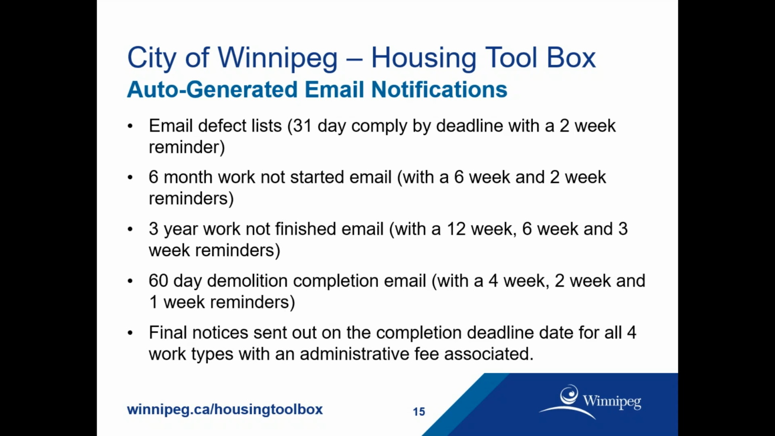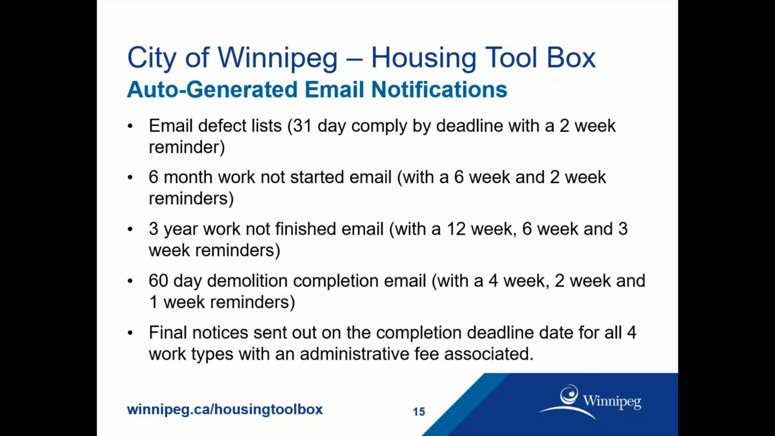We have some auto-generated email notifications that have been set up through our system to help inform permit applicants of different aspects of construction and give reminders. So an email defect list is sent out and allows for a 31-day comply-by deadline, and we also send out a 2-week reminder. A 6-month work not started email is also auto-sent. This is sent with a 6-week and 2-week reminder.